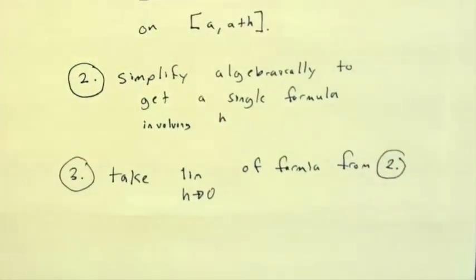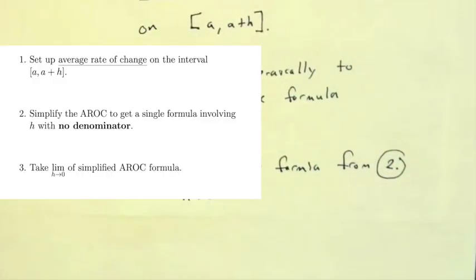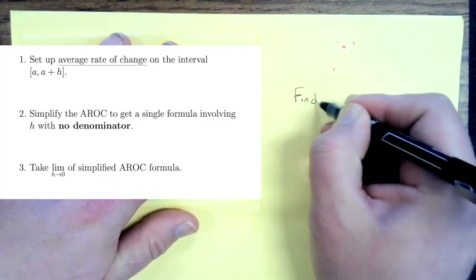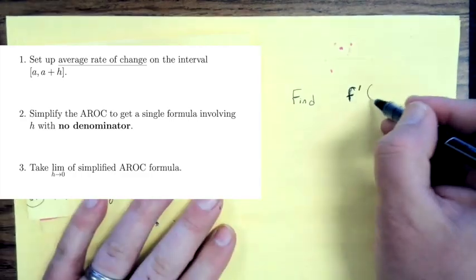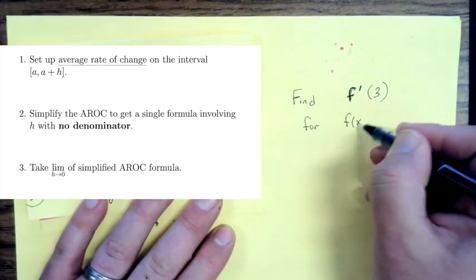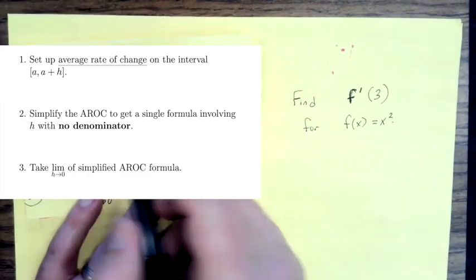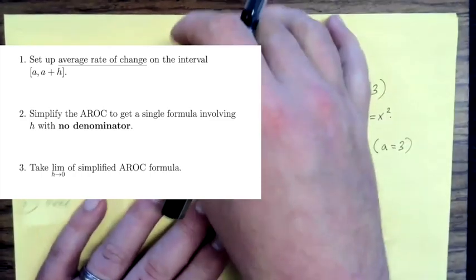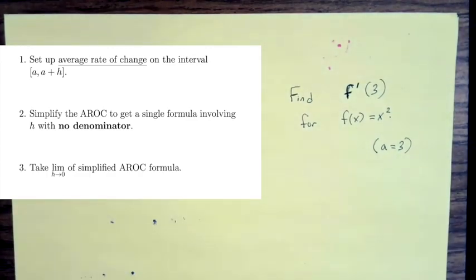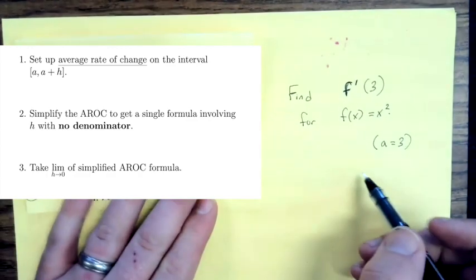Isn't that amazing? It's amazing. Okay, so let's find, and then we need a number. So let's find f prime of 3 for f of x equals x squared. So here, if I look at kind of pattern matching, my a value would be equal to 3. My h can be whatever it is. My h is this, but my a value here would be 3.